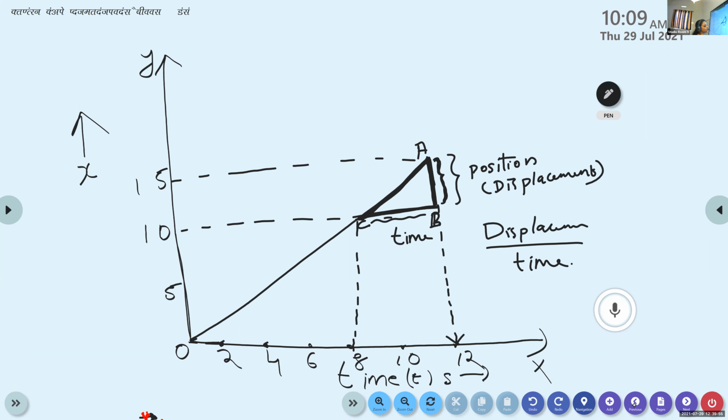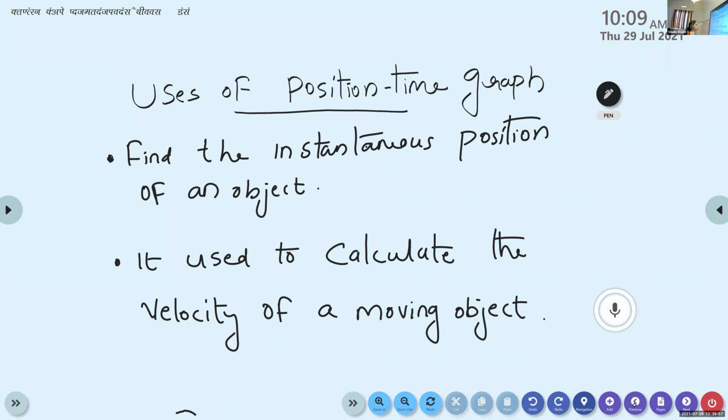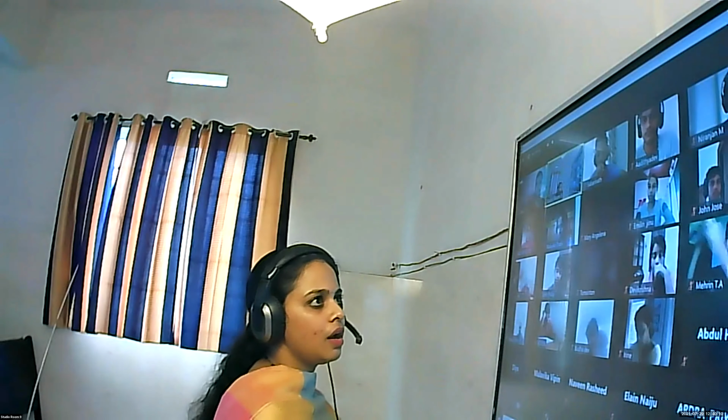So these are the two uses of the position time graph. The first one is used to find the instantaneous position of an object, and the second one is used to calculate the velocity of a moving object. Is it clear? Okay.